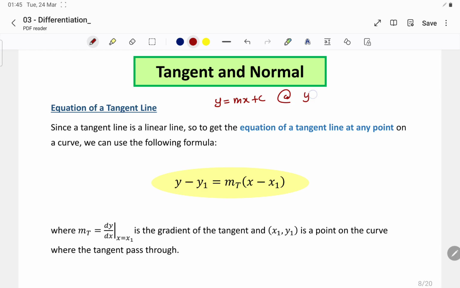Or we also have y minus y1 equal to m multiplied by x minus x1 to get the equation of a straight line. But now in order for us to get the equation of the tangent line, we actually can use the same formula here: y minus y1 equal to m multiplied by x minus x1, but you have to change the one in the middle to the gradient of the tangent, mt.